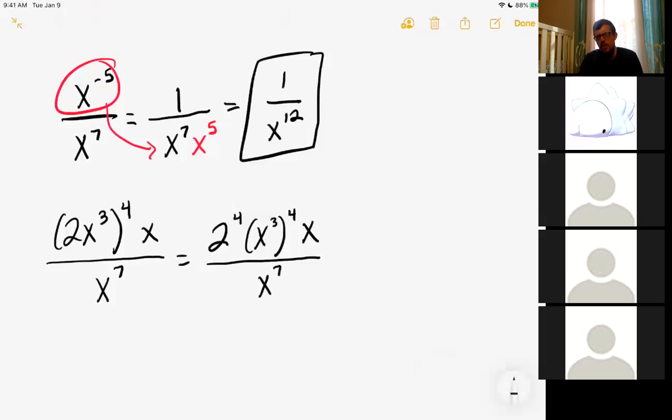So we dealt with our first exponent, but we still have a second exponent to deal with, that x to the 3rd to the 4th. So let's take care of that. Also, just to make things easy for ourselves, we'll go ahead and multiply out the 2 to the 4th, which is 16. X cubed to the 4th is a power rule, so it's 3 times 4, which is 12. And then we've got that little x on the end. X to the 7th on the bottom.